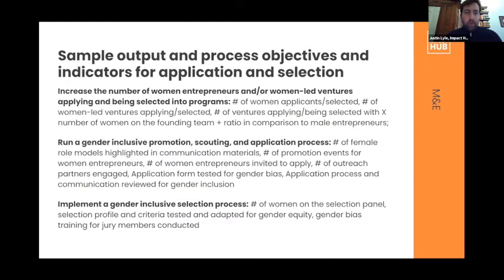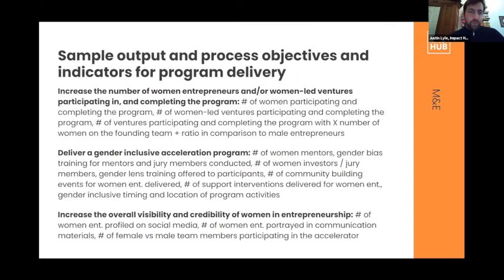I won't go into all of the detail, but the next section there talks about running the promotion and scouting and application process, and you've got a list of useful indicators. And then following that, implementing a gender inclusive selection process as well. You have indicators to look for there. So as we said, these are output indicators. Okay, and then we continue.